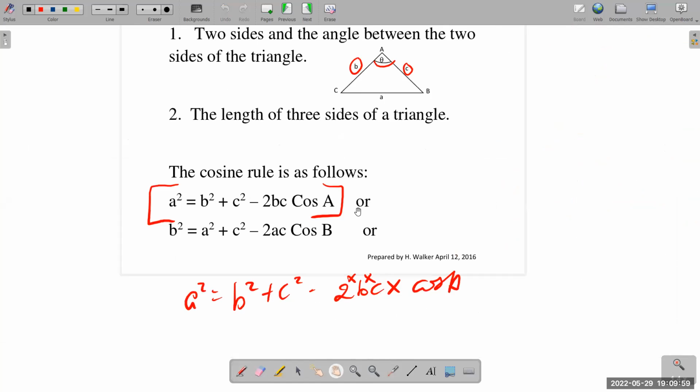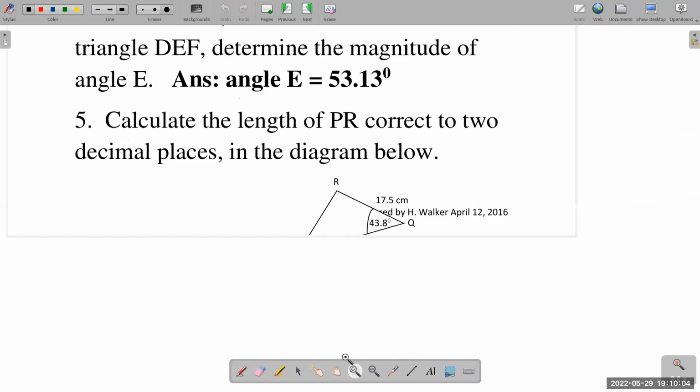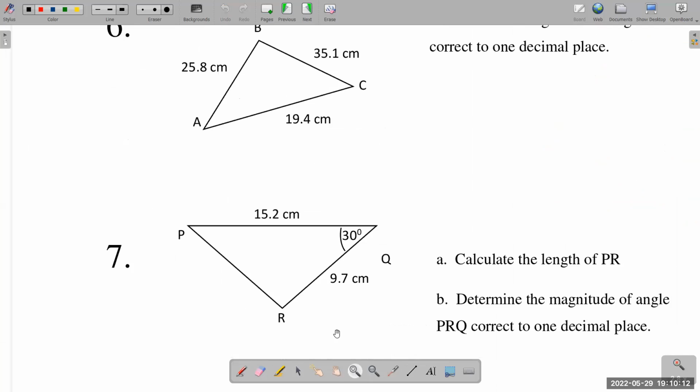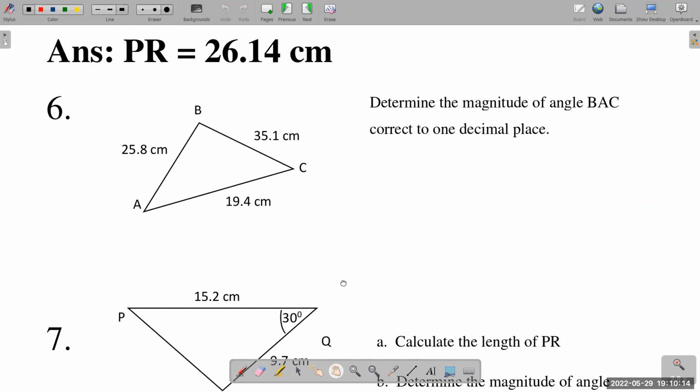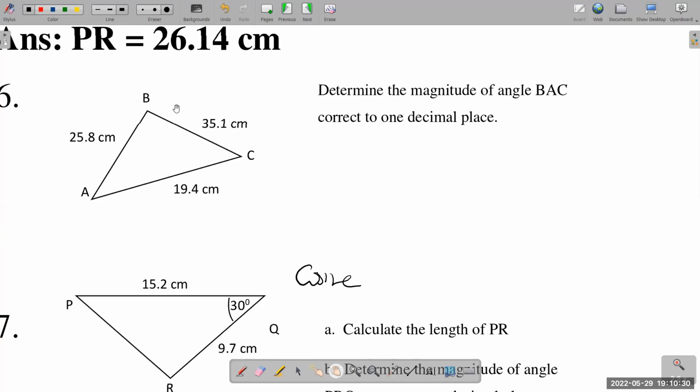Let me see. I think this diagram gets shifted around, but that's okay. Look at here. All right. So here, look at this diagram. What rule do we use here? The angle is in between the two sides. So what rule is this? The cosine, right? So we're going to do this one. Another example is if you get all three sides, you could use the cosine rule as well.